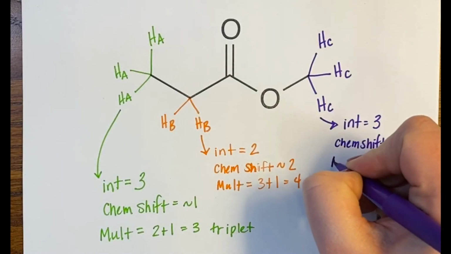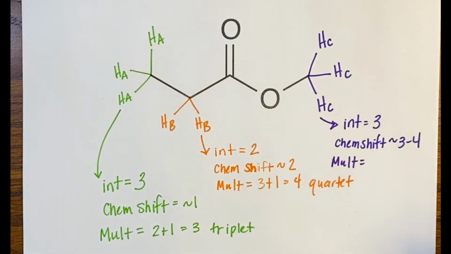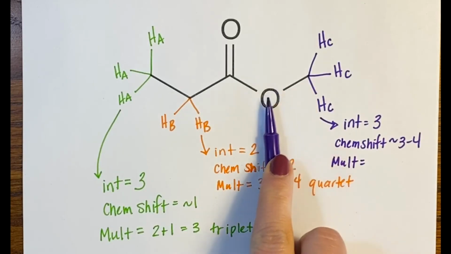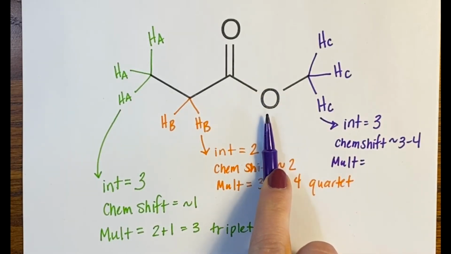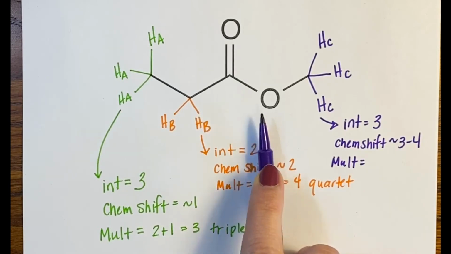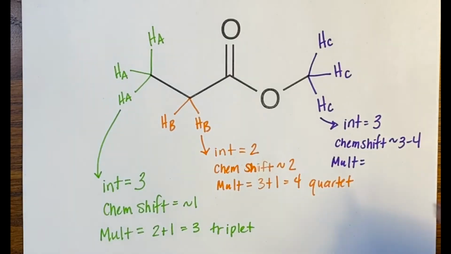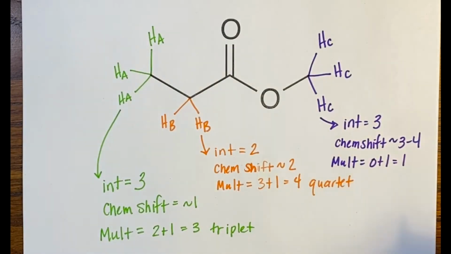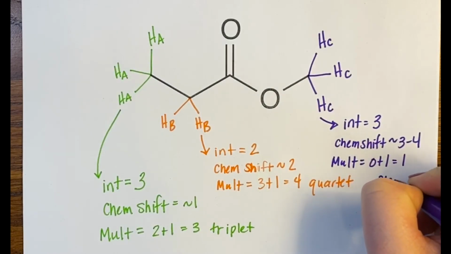Finally, for the multiplicity, I have 3 protons that I've identified as HC, and my adjacent atom is an oxygen. My oxygen has no bonds to hydrogens, and so I have 0 protons on my adjacent atom. So my multiplicity is going to be 0 plus 1, which is 1, making my peak a singlet.